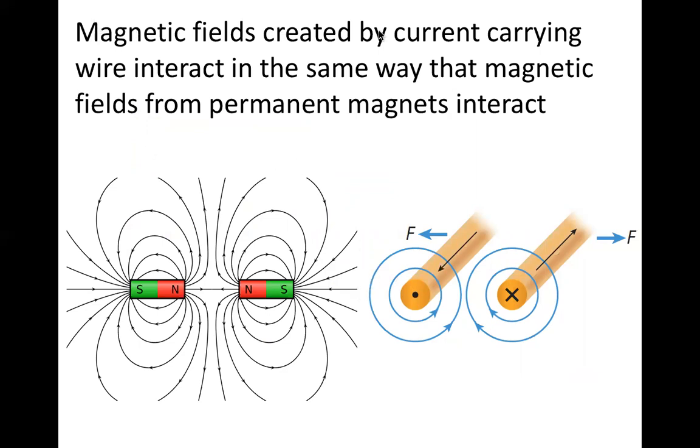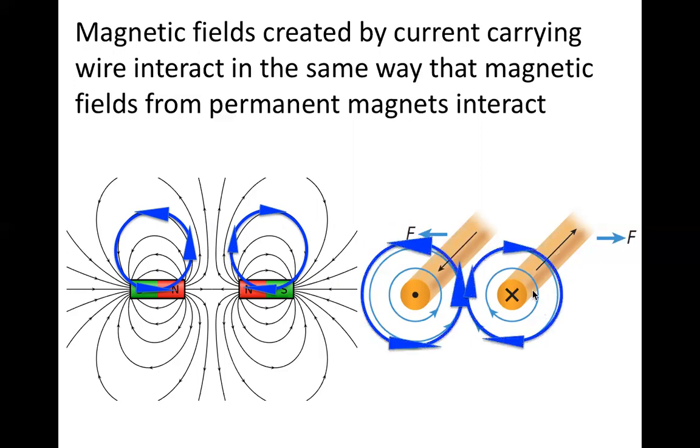So magnetic fields created by current carrying wire interact in the same way that magnetic fields from permanent magnets interact. So we know that 2 north poles repel, and if we look at the magnetic field lines, the neighboring magnetic field lines are the same, which means there's repulsion. And that's actually the same thing if we take 2 parallel wires. They're going to create their own magnetic fields and interact similarly. So neighboring magnetic field lines repel, and therefore there's a force of repulsion.